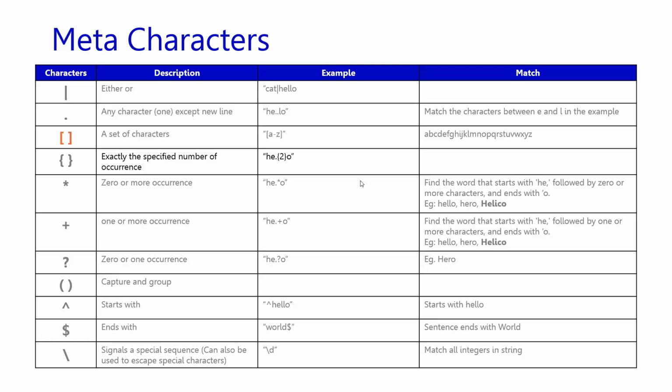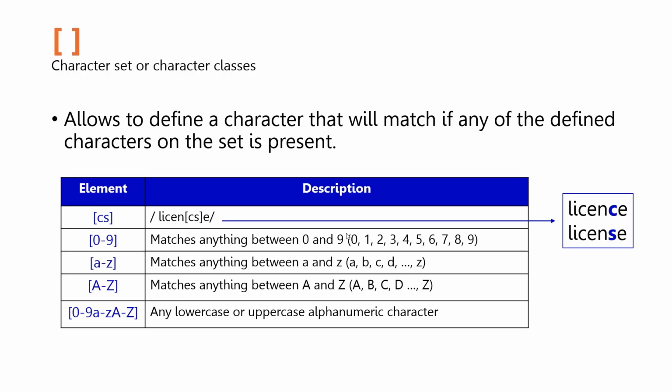Welcome back. Now in this lesson we're going to discuss another popular and widely used meta character, which is the set of characters. A set of characters is defined with square brackets, something like this. The set of characters, also known as a character set, allows you to define characters such that it will match if any of the defined characters in the set is present.